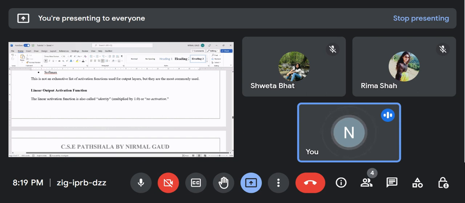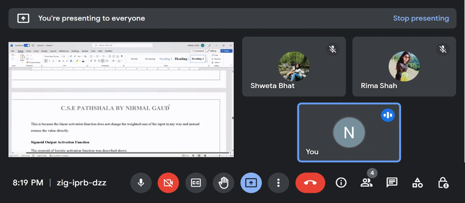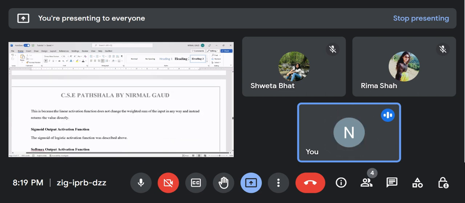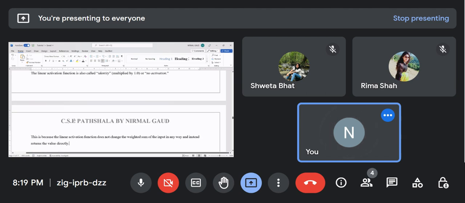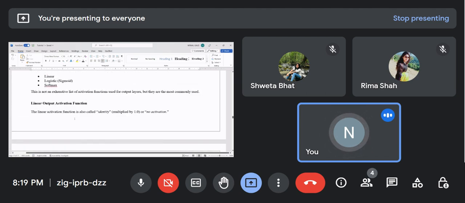The linear output activation function is the identity function. A linear activation function is an identity, that is multiplied by 1, or no activation. That's it. This is because the linear activation function does not change the weighted sum of the input in any way, and instead returns the value directly. So the linear function, or identity.